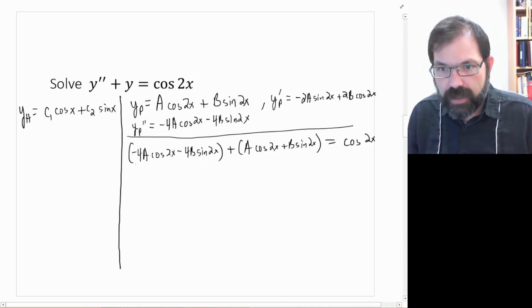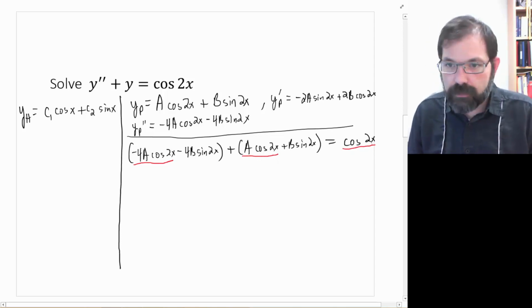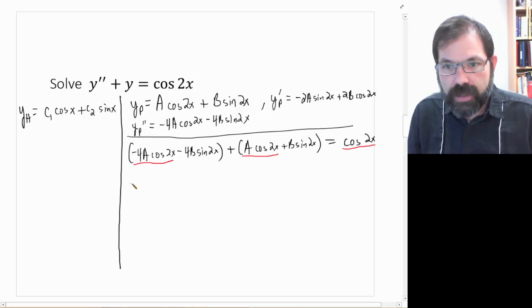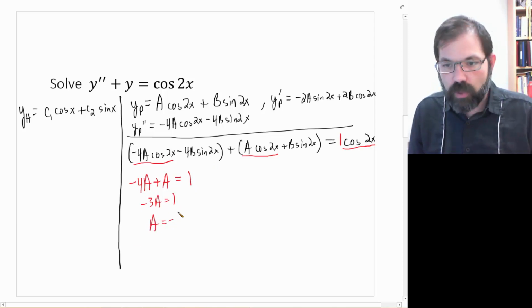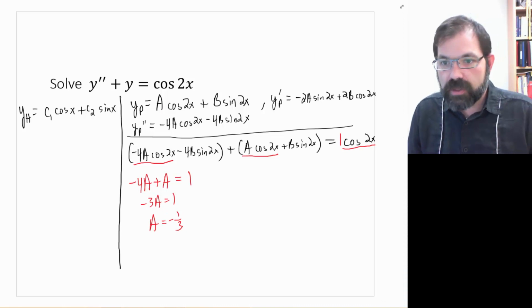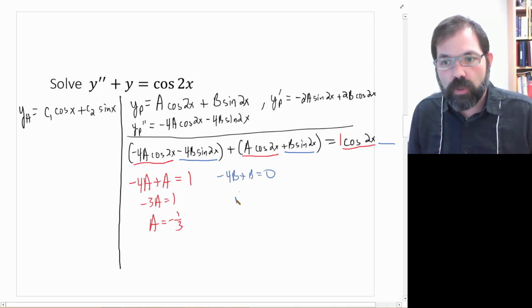On the left, I have a negative 4a cosine 2x and an a cosine 2x, and on the right I just have a cosine 2x. So that tells me that negative 4a plus a must equal 1, right? There's a 1 cosine 2x here. So negative 3a equals 1, and therefore a is negative 1/3. Let's focus on the sines. I have negative 4b plus b is 0. And so therefore b is 0.